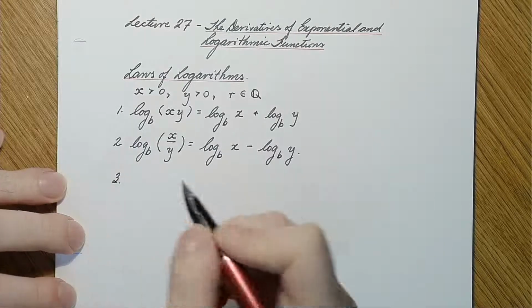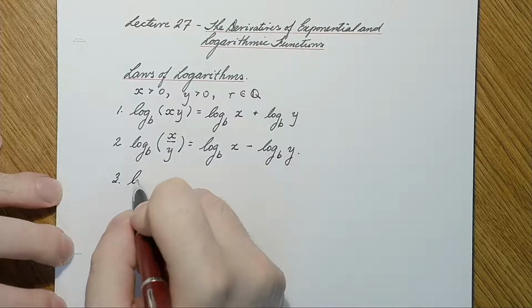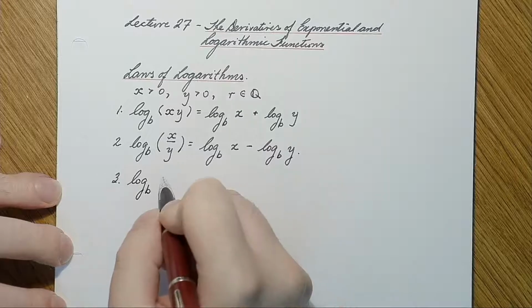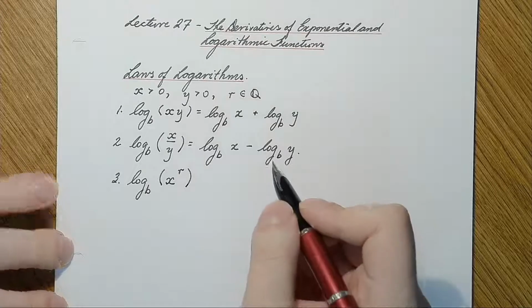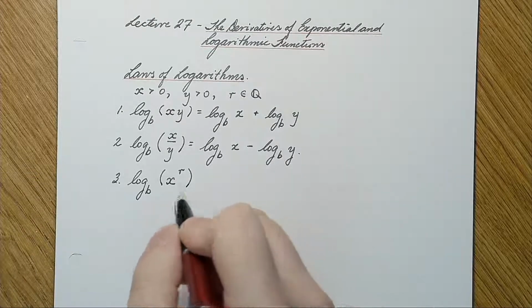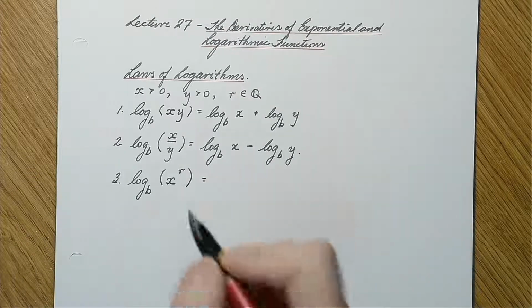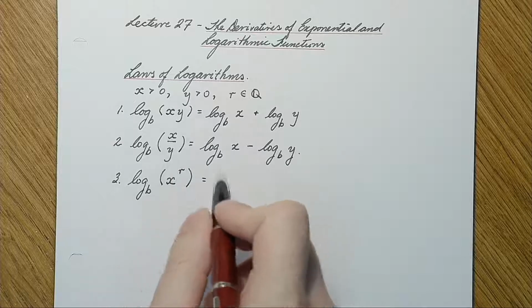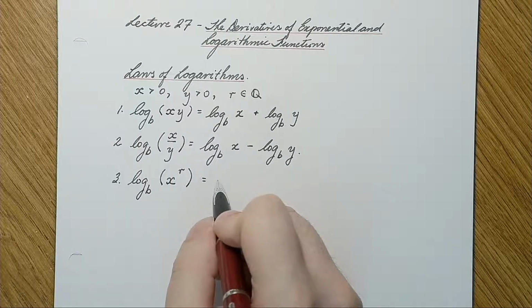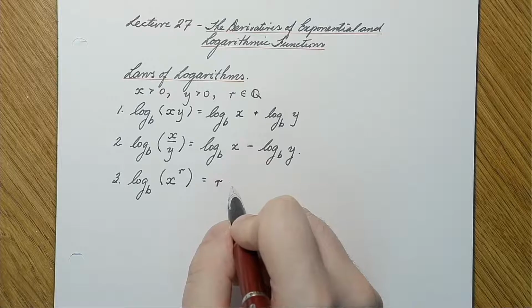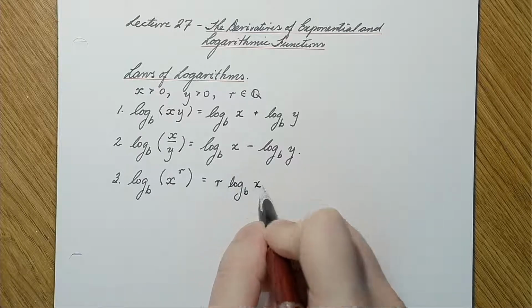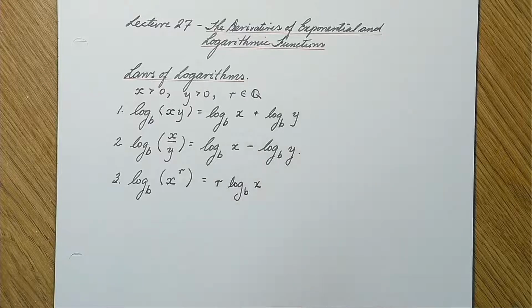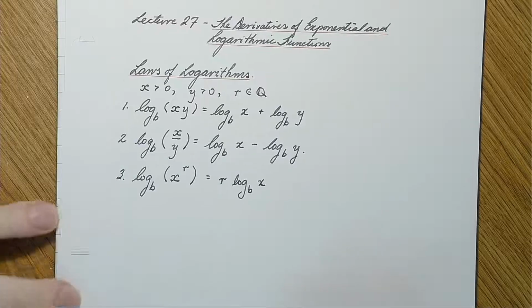And the last one, we have log b of x to the r, and so r is our rational exponent. What's nice about this is this one says that I can actually put the r in front. So I have r times the log base b of x. Okay.